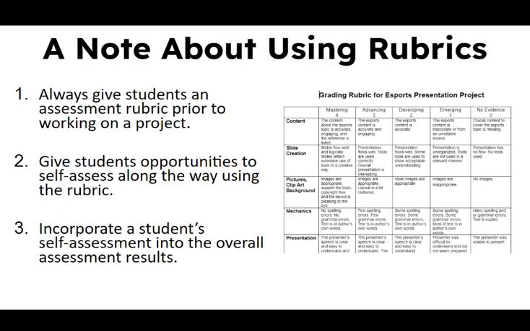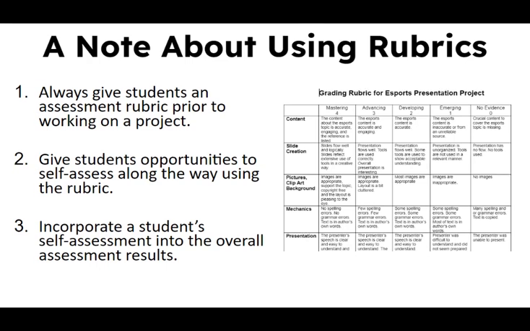I'll wrap up this video with a few notes on using rubrics. First of all, always give students an assessment rubric prior to working on the project. This allows them to align their thinking and expectations with what they need to do to be successful. Then give students an opportunity to self-assess along the way using the rubric. These formative assessments let them know how far along they are, what they still need to improve. And finally, incorporate a student's self-assessment into the overall assessment results. Giving students the agency to assess their own work is key.